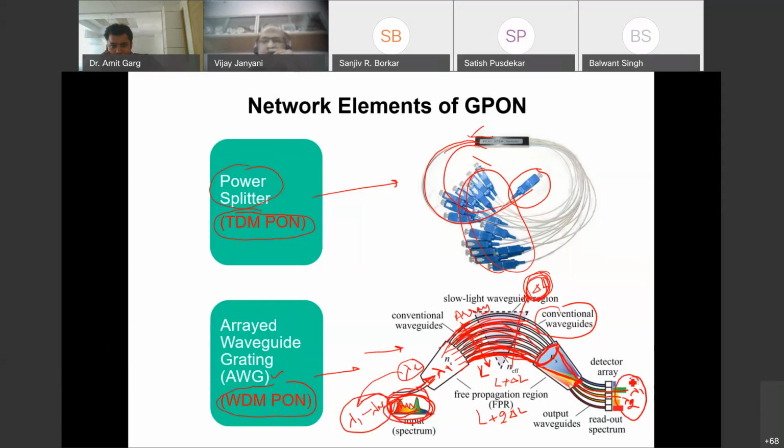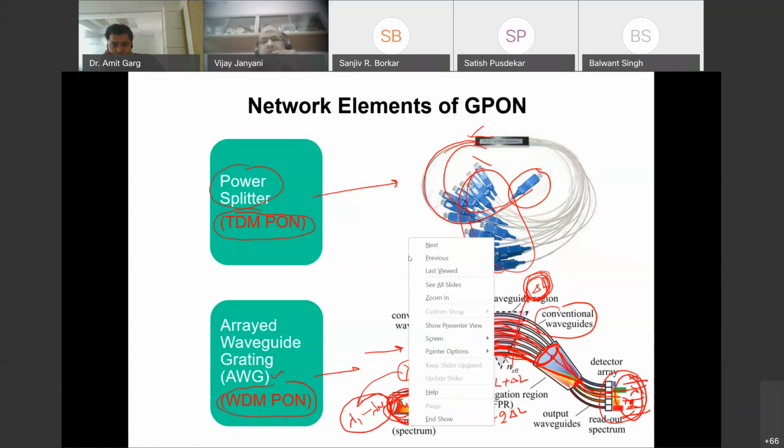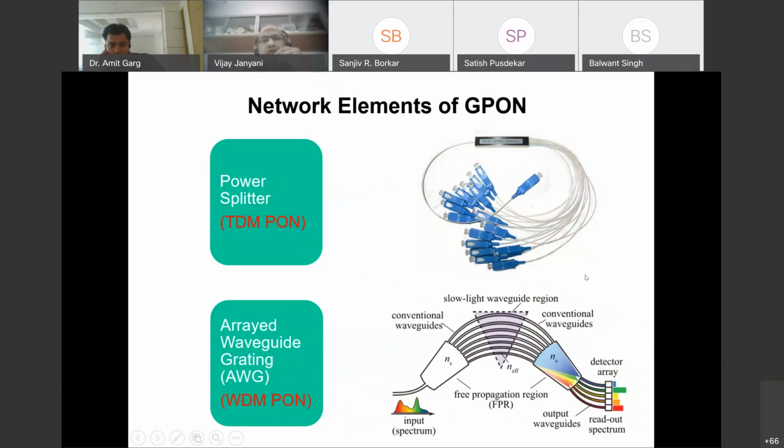So that is the principle of AWG, and the reverse also applies. If you have lambda 1, lambda 2, lambda 3 as input from here, when they reach here, they will get a multiplexed signal of all the wavelengths combined. So these are the two very important and basic elements as far as the operation of GPON, splitting, multiplexing, and demultiplexing is concerned.